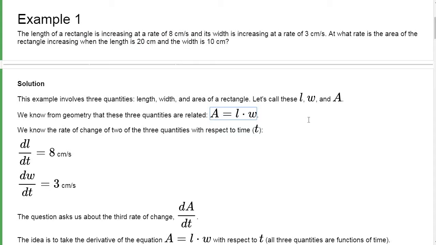Here's our formula now. This is a relationship between the quantities. All three of these are functions of time, which I'll call t. Now, normally I don't specifically note that. I don't put A of t equals L of t times W of t, but in the back of my head I remember that these are all functions of time. So if I use the derivative notation for that rate of change, the derivative of L with respect to t is 8 centimeters per second. The rate of change of W is the derivative of W with respect to t, that's 3. The question asks me to find dA dt.